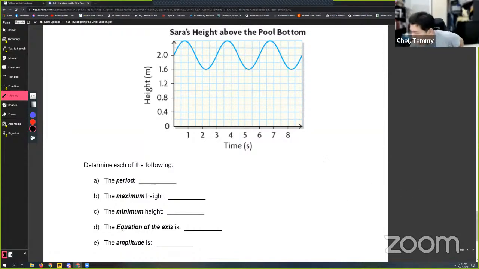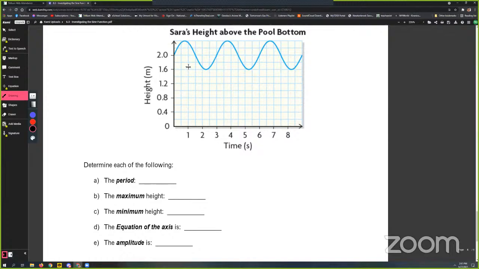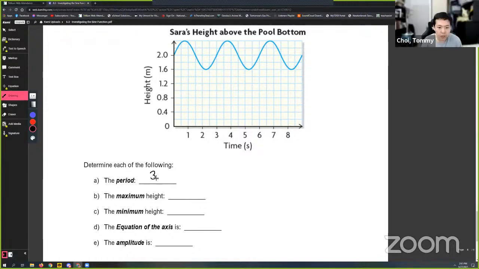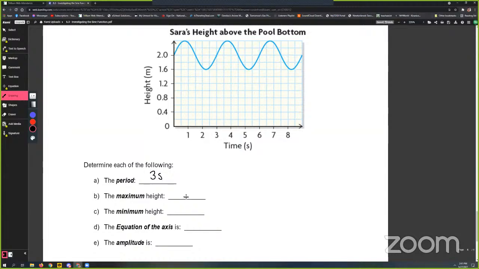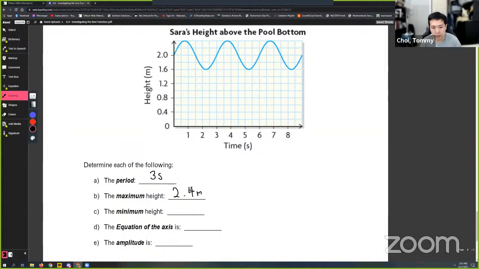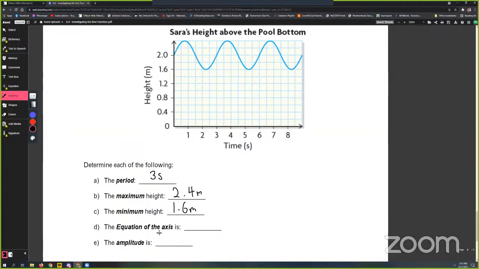Okay. Anyone want to give a shot at this? What is the period? 3. 3 is correct. 3 seconds would be the period here. Now that we have units, so 3 seconds, right? From here to here would be repeating. So that's 0 to 3. Perfect. What's the maximum height? 2.4 meters. 2.4 meters. Minimum height? 1.6 meters. 1.6 meters.